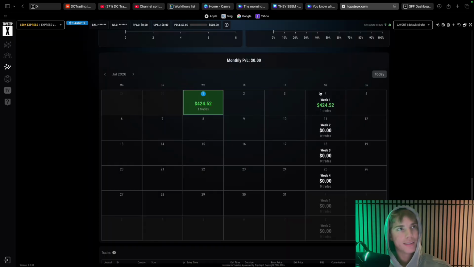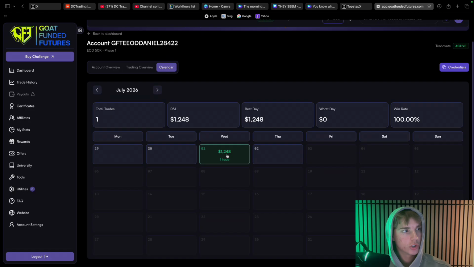And just for proof, you can see I made over $3,000 just today trading an A plus setup with my IPD FEG model, $424 times 5 Top Step accounts, and also a $1,248 trade on GOAT funded futures.